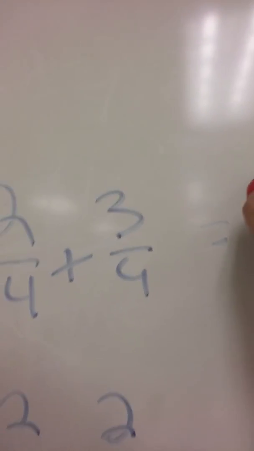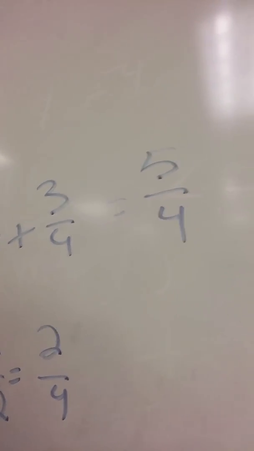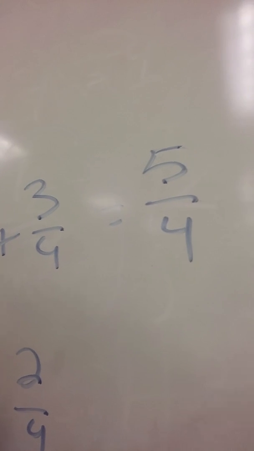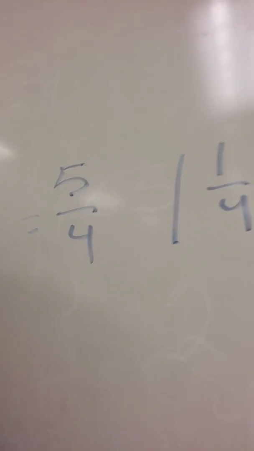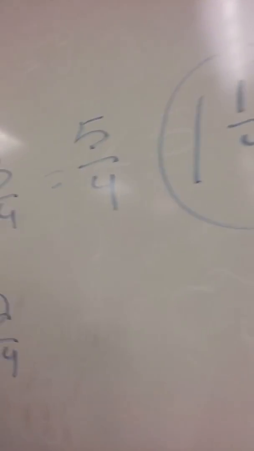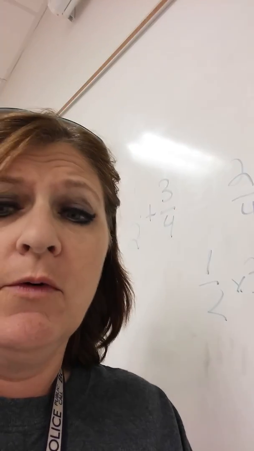2 plus 3 is 5. I keep my 4. However, 5 is definitely bigger than 4, so I know that I actually have one whole with 1/4 left over. So my answer is 1 1/4. So 1/2 plus 3/4 equals 1 1/4.